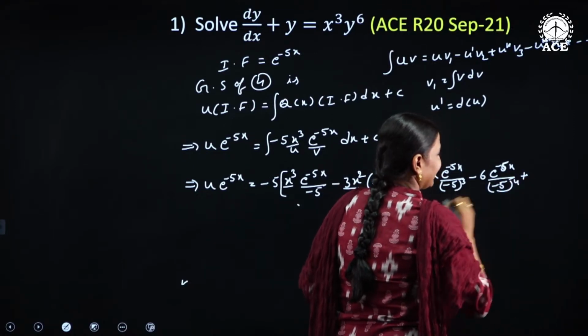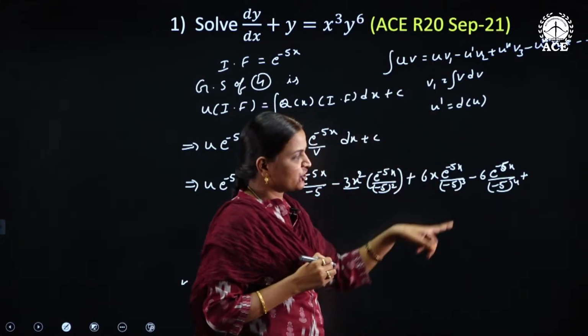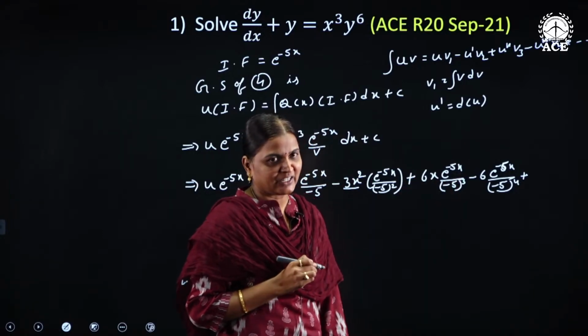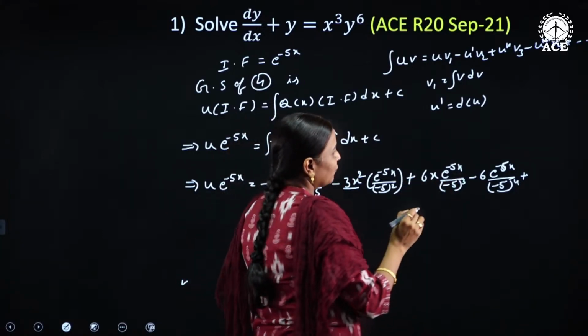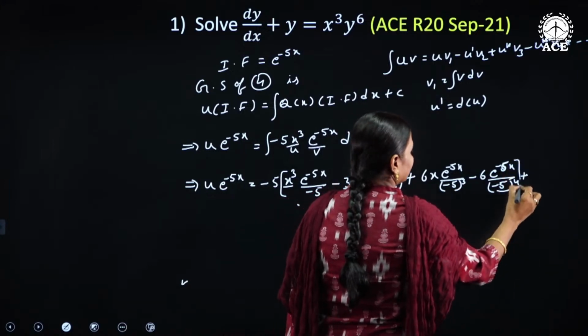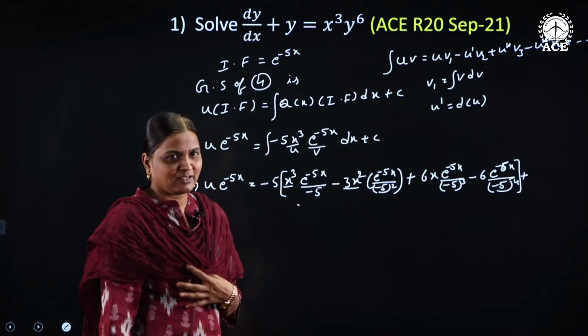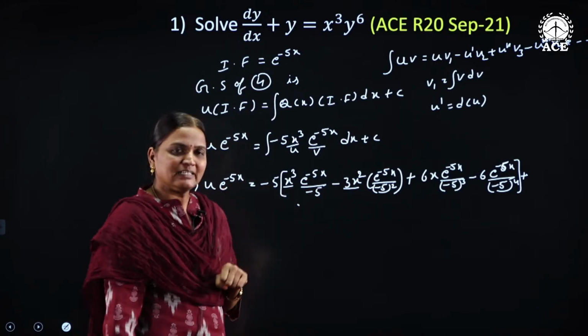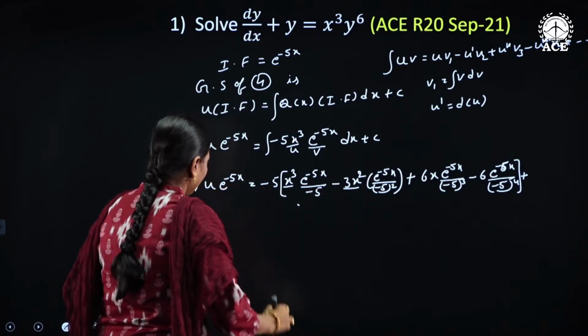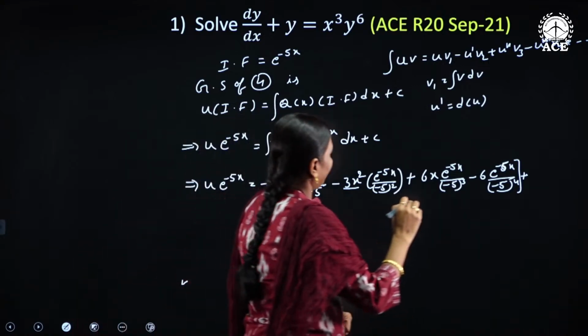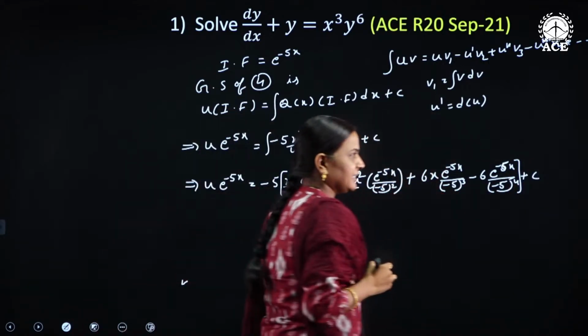If you continue to the next one, again differentiation of 6. What is the differentiation of a constant? 0. So, no need to take the other terms, no need to take the next terms because all the further derivatives of u are 0. Next, simplify this one here and plus c. Constant is plus c.